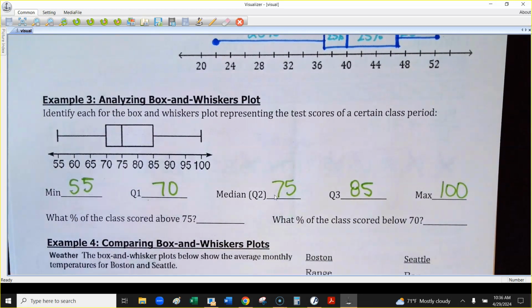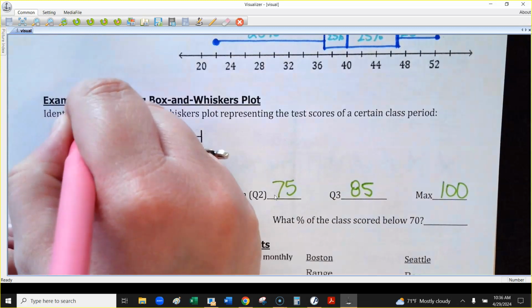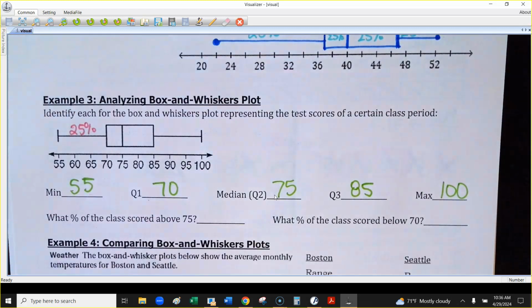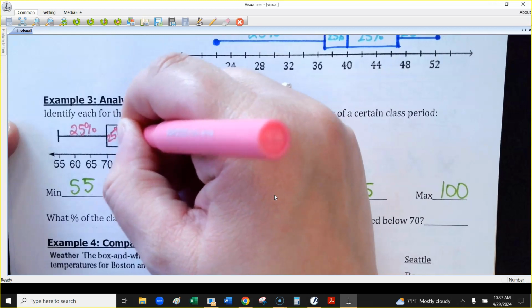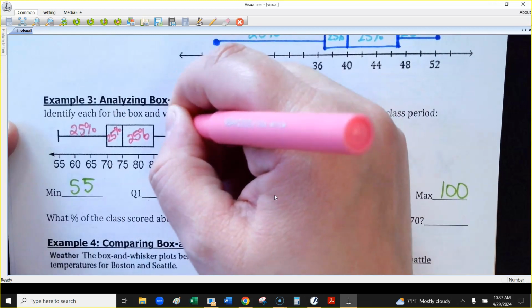Remember, 25% of the students are going to be in that first little whisker there. And they used a line where I used a dot. You can use whatever you want. But 25% of the people are scoring in that range. 25% are right here in this little box, 25% in this box, and 25% in this whisker.